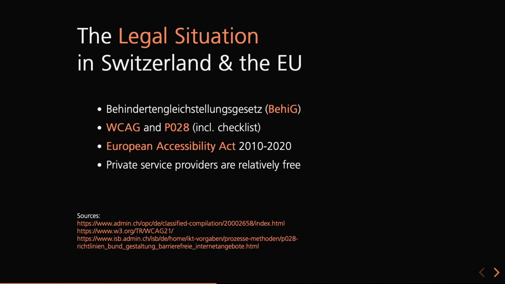And then we have the European Accessibility Act, which is not really obligatory for Switzerland as they're not a part of the EU, but they made a very big step now that they said every online service provider should make sure their service is available by the end of 2021. So in Switzerland, the private service providers are pretty free. They don't really have any laws or obligations to provide their services for everyone.